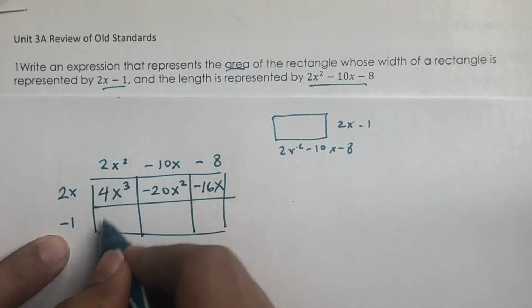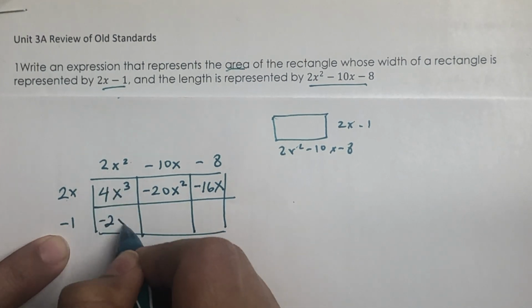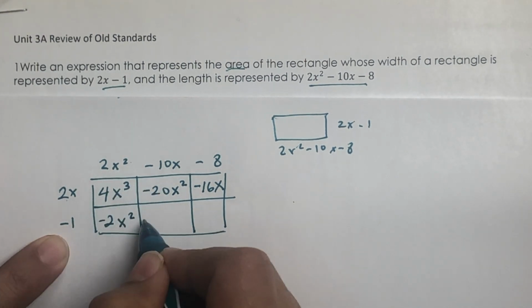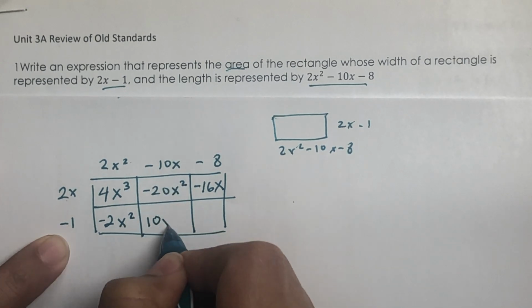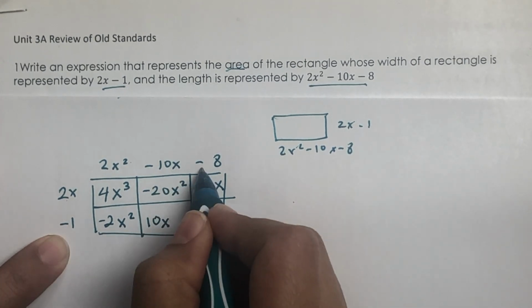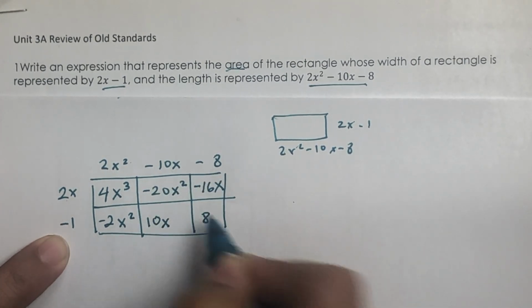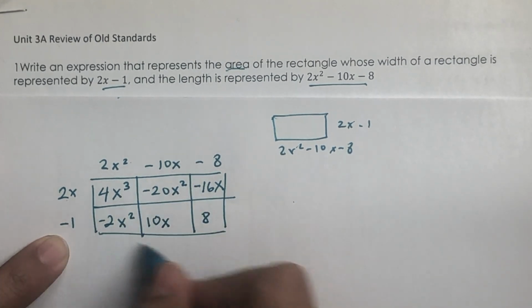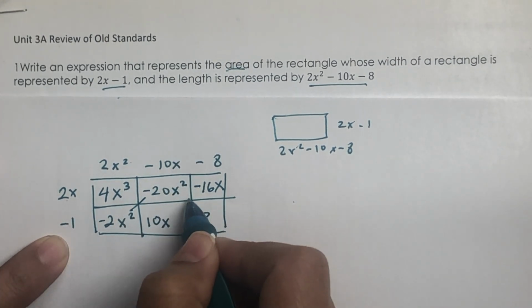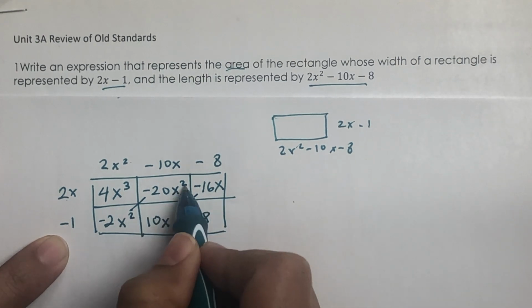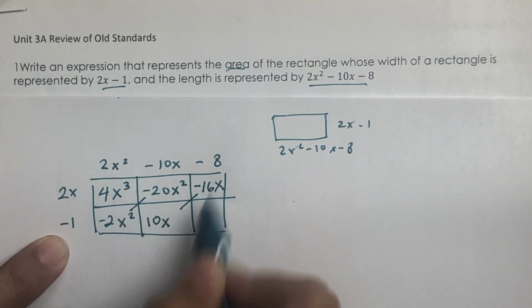Negative 1 times 2 is negative 2, and there's just the x squared. Negative 1 times negative 10 is positive 10x, and there's just that 1x. Negative 1 times negative 8 is positive 8. Once you've multiplied your boxes out, you combine the diagonals. Make sure that they match, like x squared, x squared, x, x.